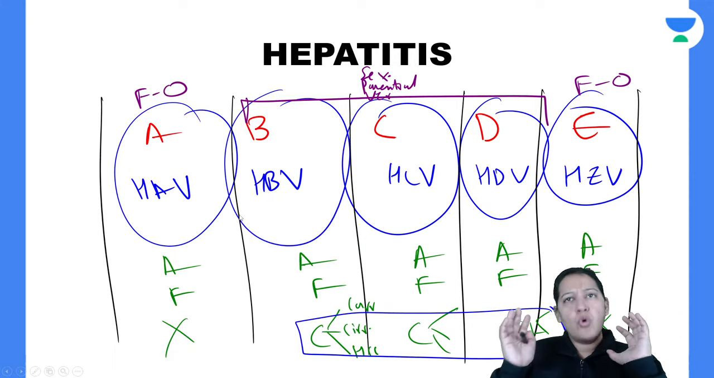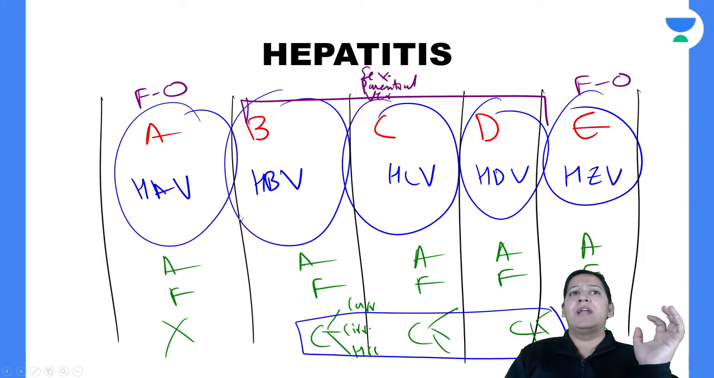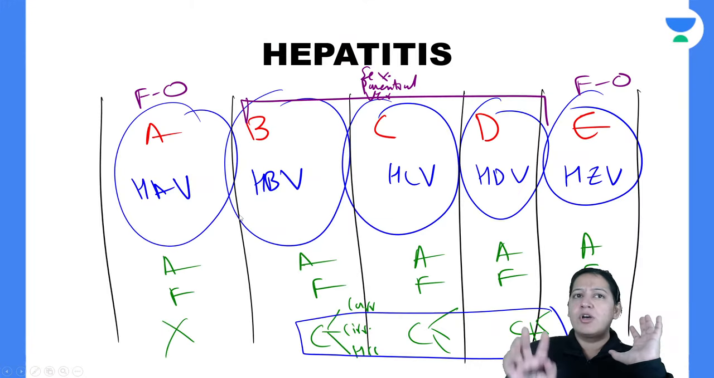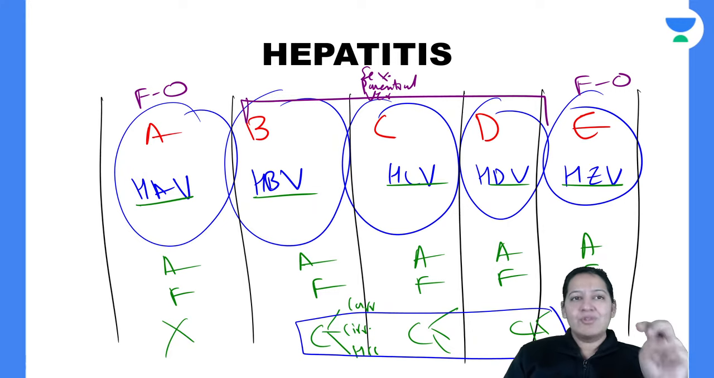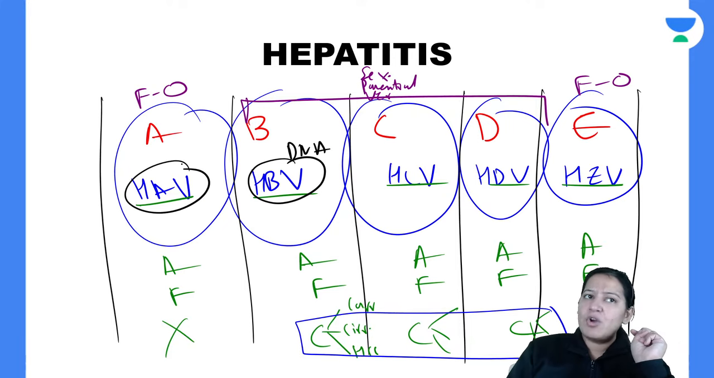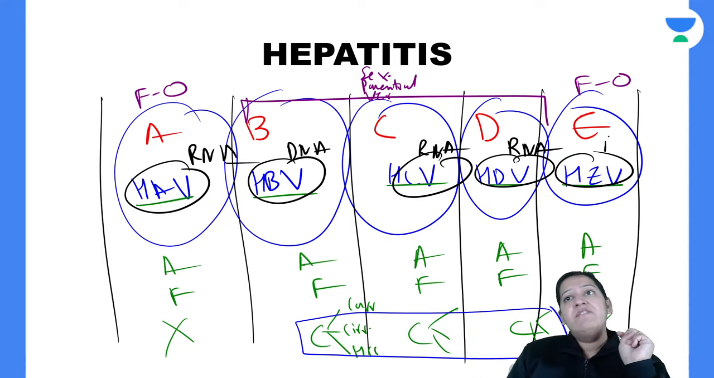Who causes acute? Who causes chronic? Who causes cirrhosis, carrier state, hepatocellular carcinoma, fulminant hepatitis? What is the route of their spread? As I have told you, it is caused by five viruses: hepatitis A virus, B virus, C virus, D virus and E virus. Viruses are of two types, DNA viruses and RNA viruses. Out of these five, which is DNA and which is RNA? If you talk about only B, hepatitis B is a DNA virus. Rest all are RNA viruses except hepatitis B. So please learn this, hepatitis B will be different here.